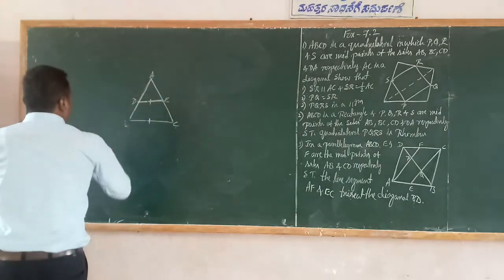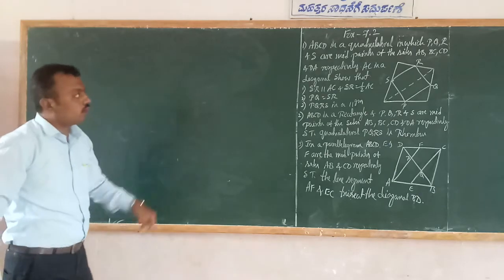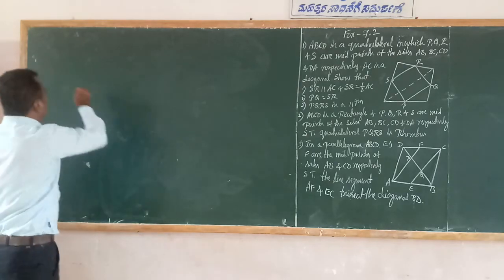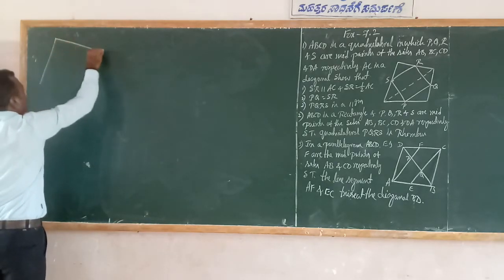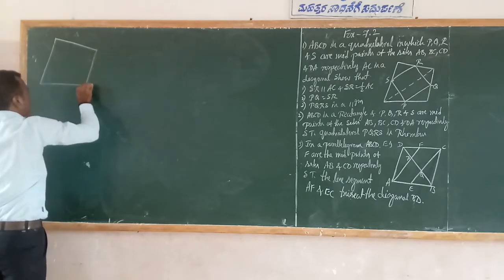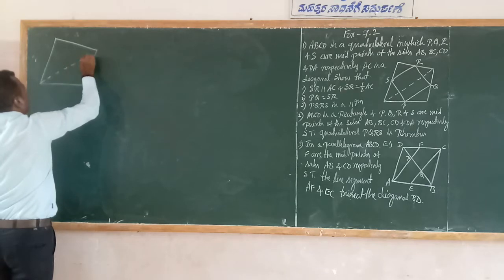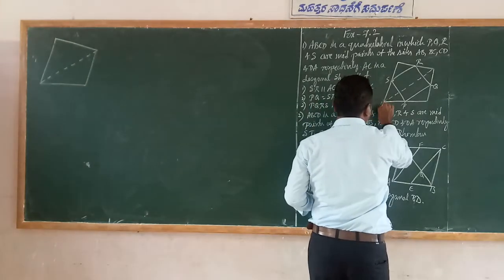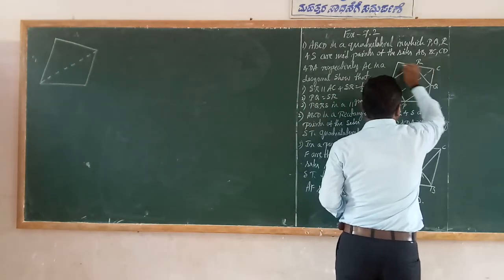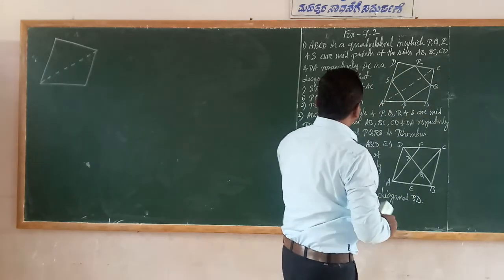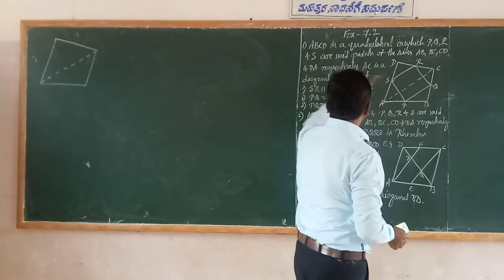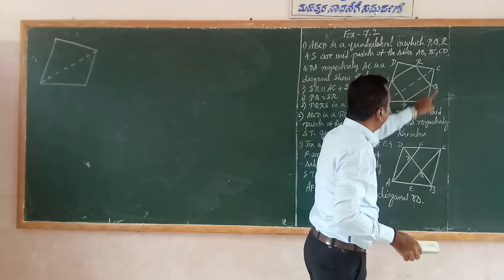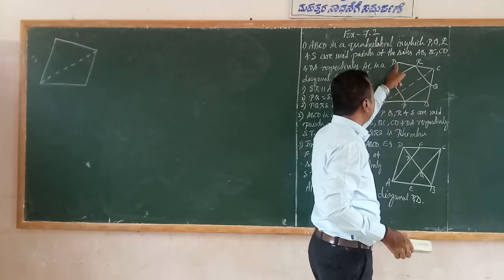See, we have to use this theorem to solve these questions. First of all, I will draw the diagram. ABCD is a quadrilateral in which P is the midpoint of AB, Q is the midpoint of BC, R is the midpoint of CD and S is the midpoint of DA.